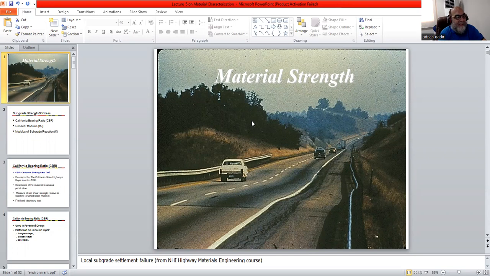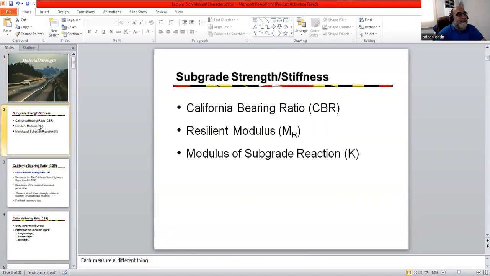In today's lecture, we will discuss some of these properties that are very intrinsic to the pavement design. The property of the subgrade strength decides the final outcome of your pavement thickness. Subgrade strength can be measured in terms of three areas: the California bearing ratio, the resilient modulus, and the modulus of subgrade reaction.